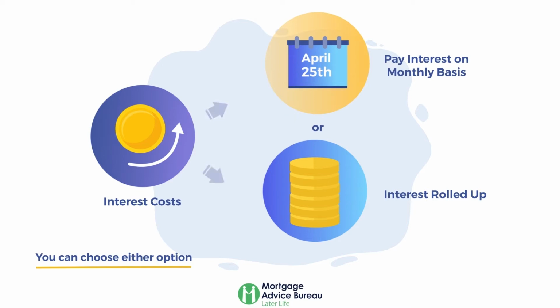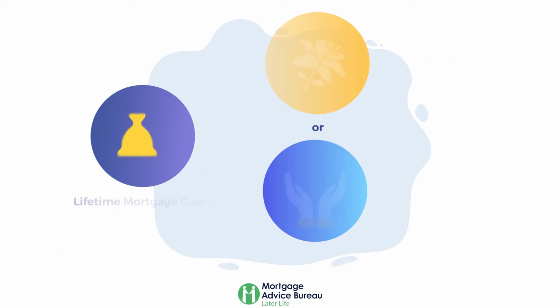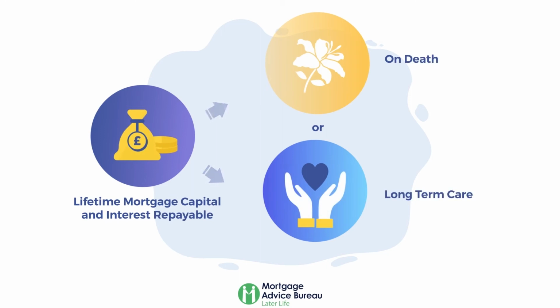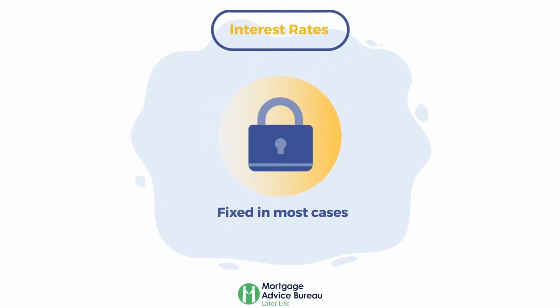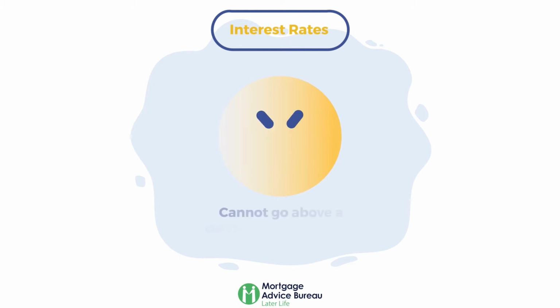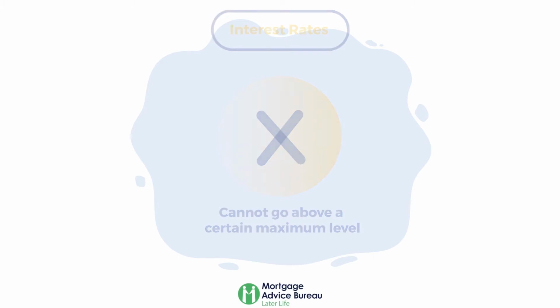Be aware that if you choose to roll up the interest, the loan will grow over time, so this needs to be carefully considered. The capital plus interest is payable either on death or if you go into long-term care. In the case of couples, this relates to the second death or the second person going into care. Interest rates are likely to be fixed in most cases. If they are variable, they will be capped, which means they cannot go above a certain maximum level.